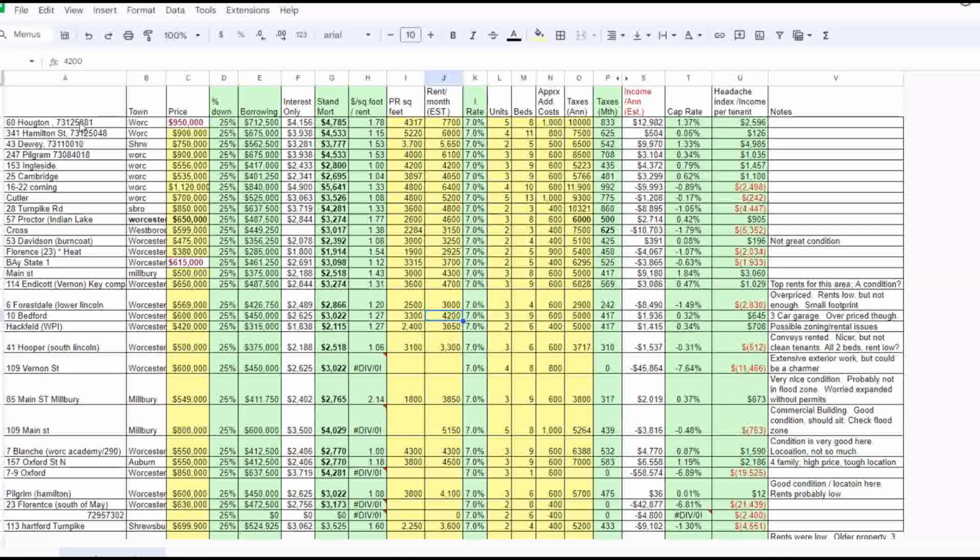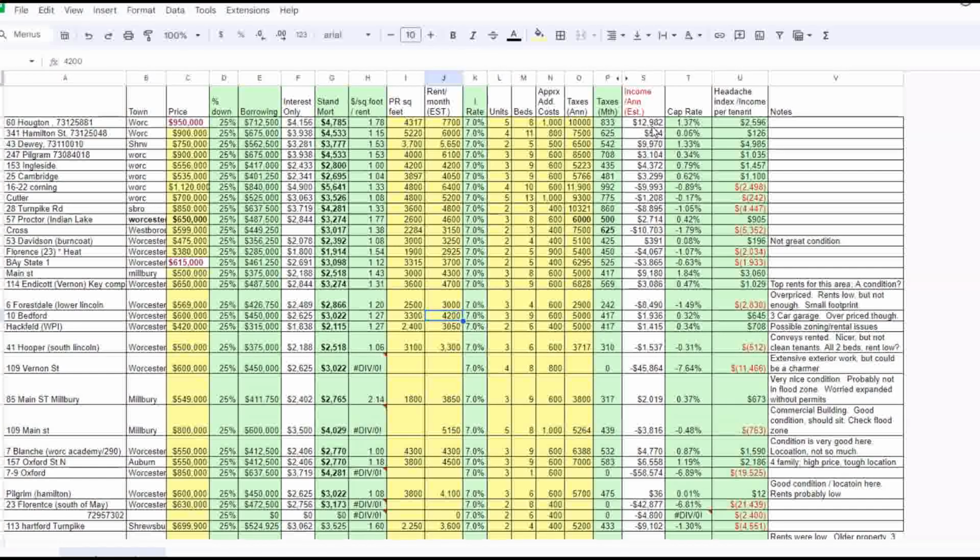Recently I looked at this property on 60 Houghton, and the price was $950,000, and you might be thinking, oh my God, that's a really expensive property. But it had 4,000 plus square feet, and it had $7,700 in estimated rent. And so even at a 7% interest rate for the mortgage, which was very expensive, and $10,000 in taxes, it was still making $12,000 a year. Okay, which is pretty good. I mean, that's pretty good for a 3-family.